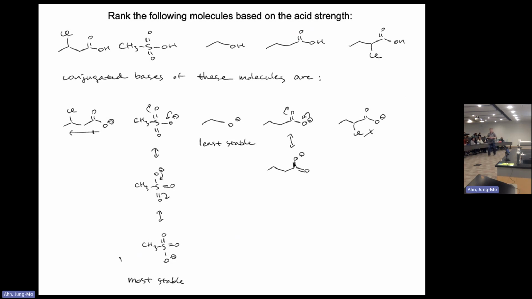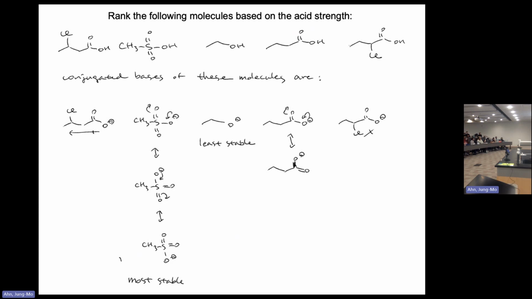Which one's the most stable one? I would say this one. That becomes the most stable, which makes it the strongest acid. Which one is the least stable? This one, because it does not make resonance structures. That should be the weakest acid. That is the easy part to figure out.